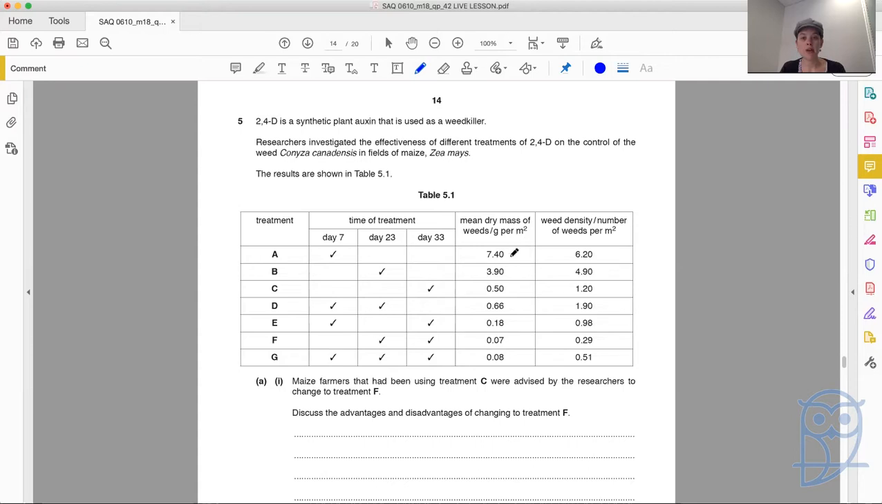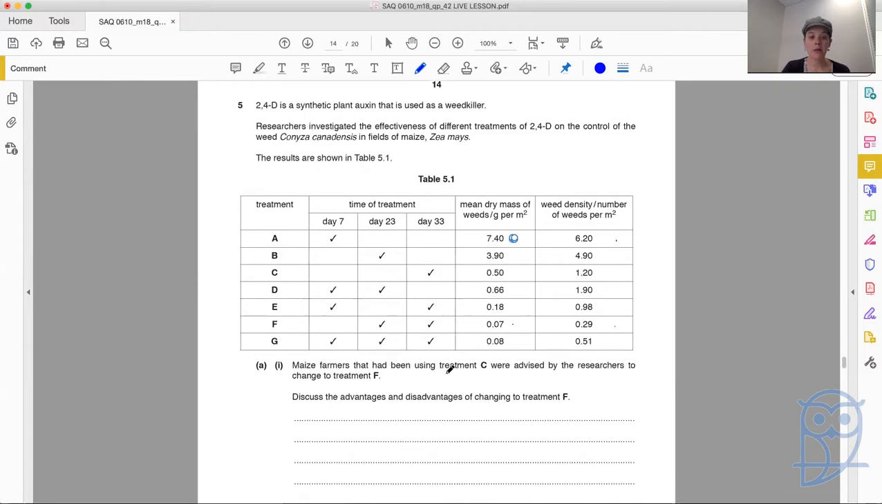So we can see that in the dry mass, we've got a high dry mass here on treatment A, going all the way down to F. Looks pretty good, 0.07, much less weeds than A. And the same thing on density. We see a high density also on A, and our lowest density we can see is on F. So it's looking like treatment F might be the way to go. And it's really important to take that time to really understand the data that you're looking at, so that you're understanding before you go and tackle that question.